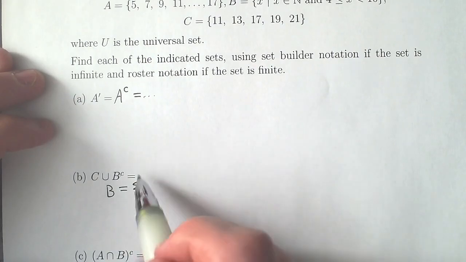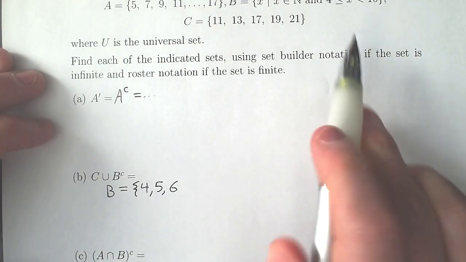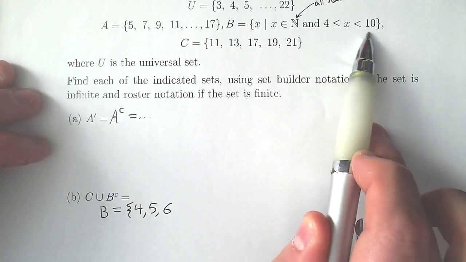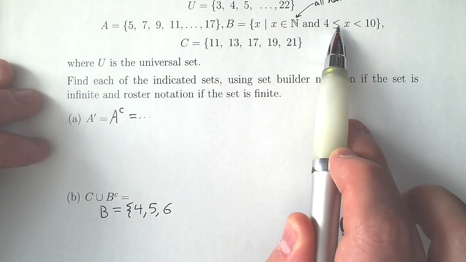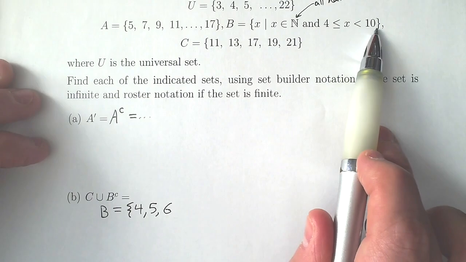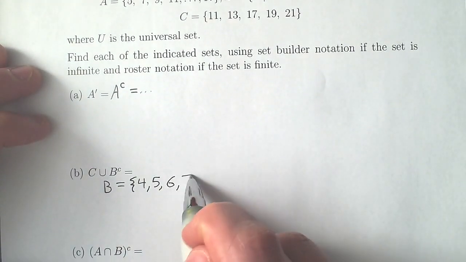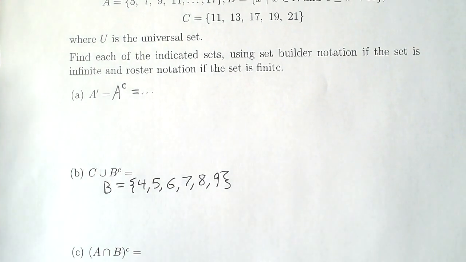Let's start at 4 and work our way up, right? 4, 5, 6. Numbers that are between 4 and 10. And I want this to be true. I want the number to be greater than or equal to 4. So 4, 5, 6. And I want only the numbers that are less than 10. So let's go 7, 8, 9, stop. That is what the set B is. I know the set B was kind of given in a complicated way, but that's really what the set B is.